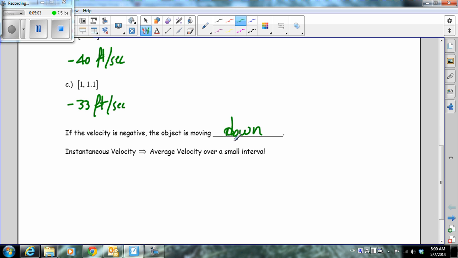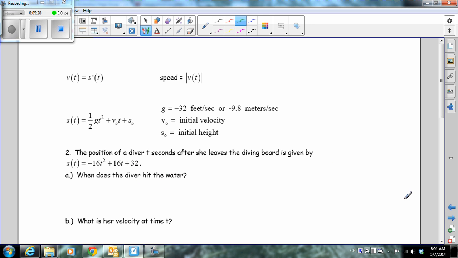Instantaneous velocity means the average velocity over a very small interval. So to find that, you need to also know that the tangent slope is actually the derivative. You should know this by now, because we've been working on this over and over again. All right, I'm moving to the next page.